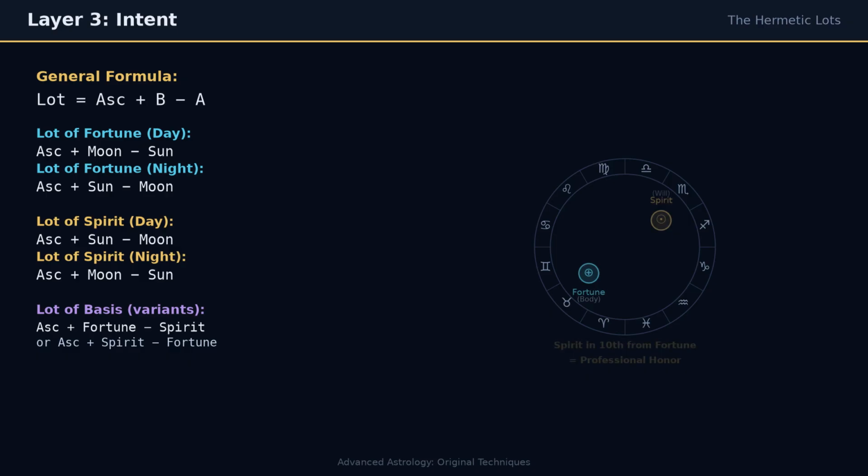In the Genius Vector Protocol, we read the lot of spirit as the directional vector of creative intent. Its house placement shows where genius is consciously directed. Its ruler shows the instrument of that direction. And we check whether spirit is in the 10th sign from fortune, an ancient indicator of professional honor and creative prominence.